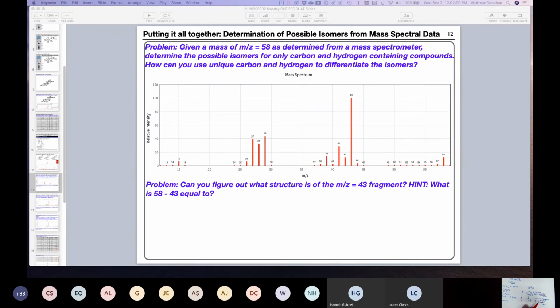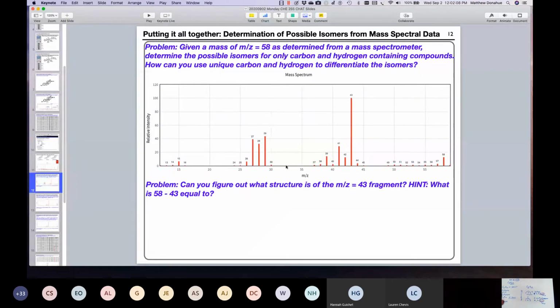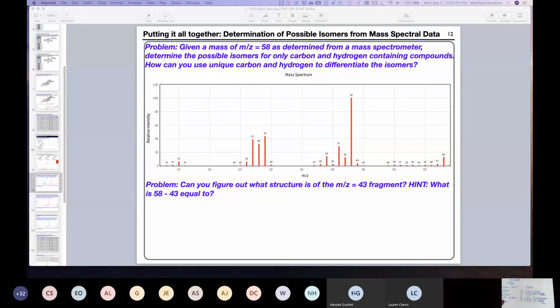Now let me ask you, again, I know we're going to go a little bit over, but maybe I could have a couple more minutes. If you refer back to the slide that's up, in this last prompt it says, can you figure out what the structure is of the data presented of the mass over charge 43 fragment? Hint, what is 58 minus 43 equal to? So in the chat box, what's 58 minus 43? It's 15.